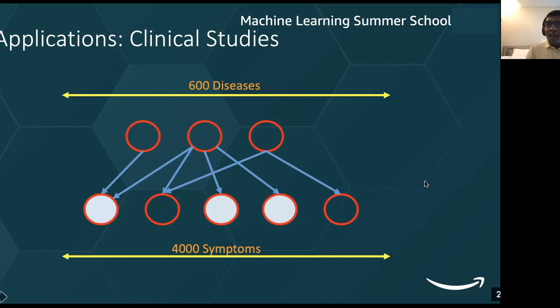So using this graph, let's say a learned graph, and given a list of symptoms, we would then be able to infer what is the most likely disease that is causing all the symptoms. So this is one example of how graphical models can be employed in practice.